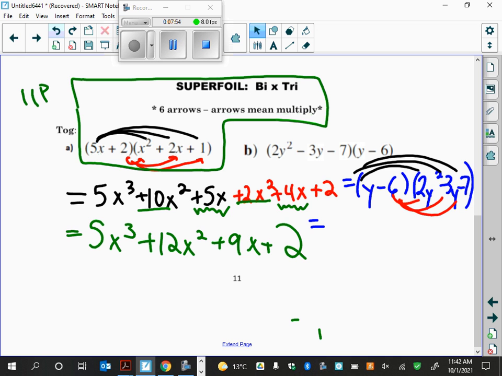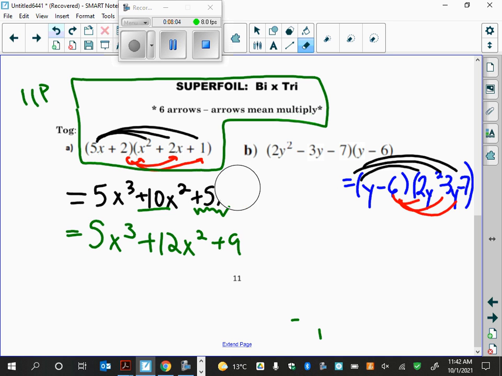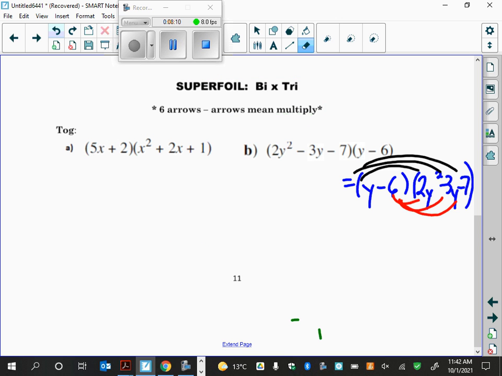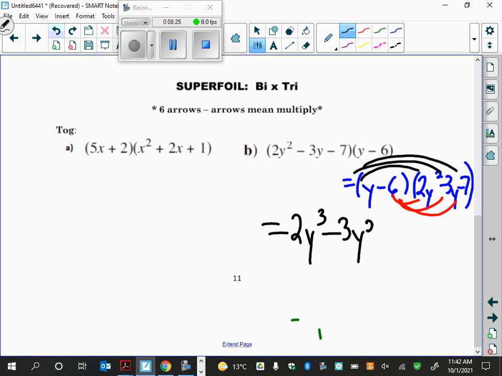Does everyone have this first question, this answer? Okay. All right, give me those first 6 arrows, please. The first 3 is 2y squared times y, 2y cubed. Y times negative 3y is negative 3y squared, and y times negative 7 is negative 7y. You want to confirm those first 3?